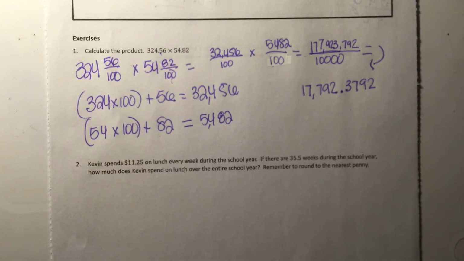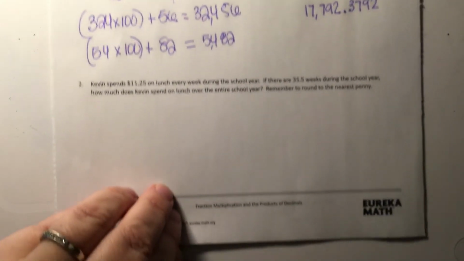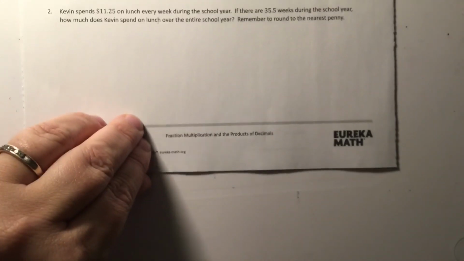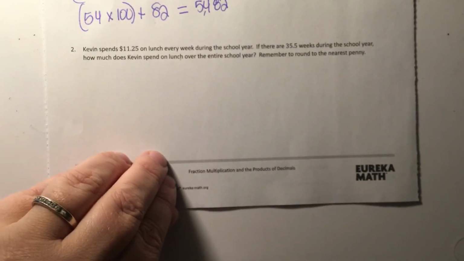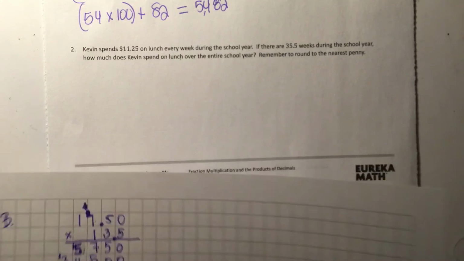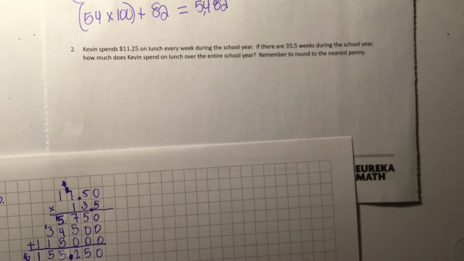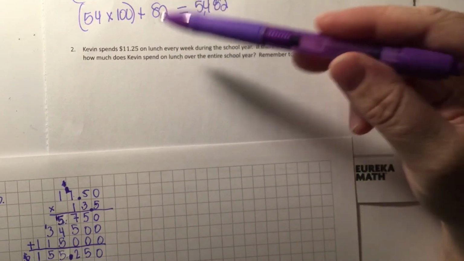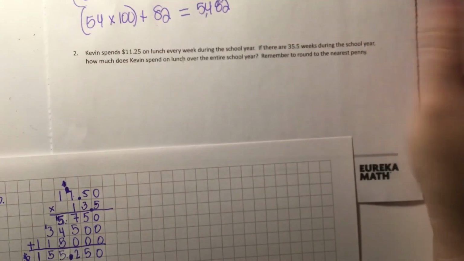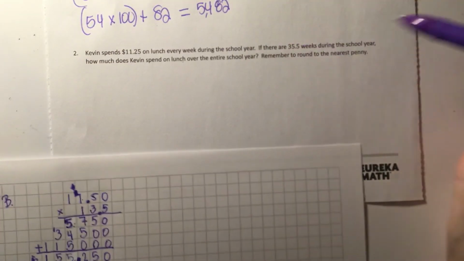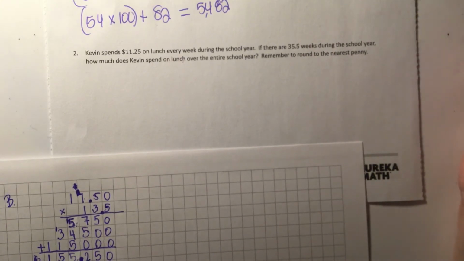Or pause if you need to, and then I'm moving on to number 2. Okay, so here we go. Kevin spends $11.25 on lunch every day. Wow, that's a lot of money. Oh, every week. Just kidding. And there are 35 and a half weeks during the school year. How much does Kevin spend on lunch over the whole year?